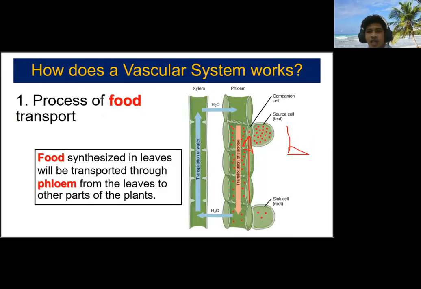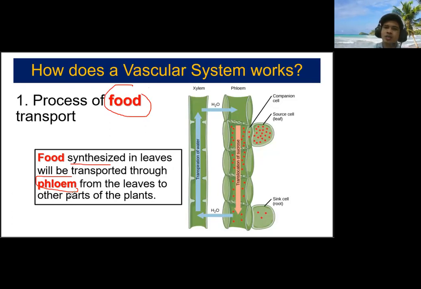Transpiration. Okay, this time, how about food? Food is synthesized in the leaves. When we say synthesized, it is being processed in the leaves, and it will be transported through the phloem. Again, food is transported through the phloem from the leaves going to the different parts of the plants.